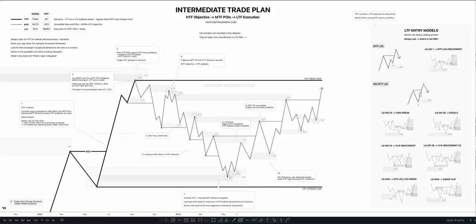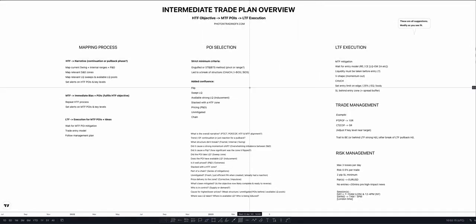But if you were to have something written in your plan, we've got this overview here, okay? So let's just go through this from left to right. Some of you might want to have this in your plan, some of you might find it totally irrelevant, like it's not something I need to think about, but it can help you when you're getting started to know what your mapping process is.